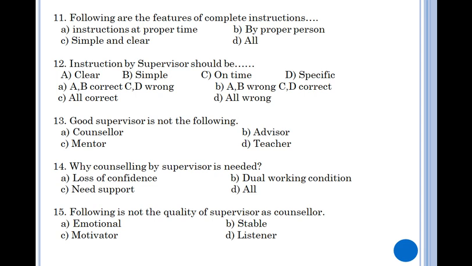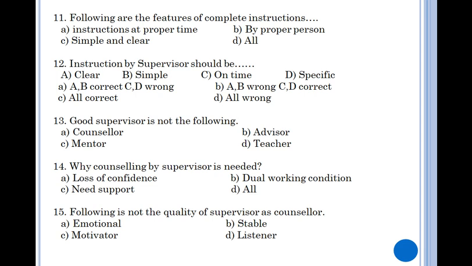Next, instructions by supervisor should be, we have four options: it is clear, simple, on time, and specific. And for that we have a total of four options again. Option A: A and B are correct, C and D wrong. Option B: A and B wrong, C and D correct. Option C: all correct. Option D: all wrong.